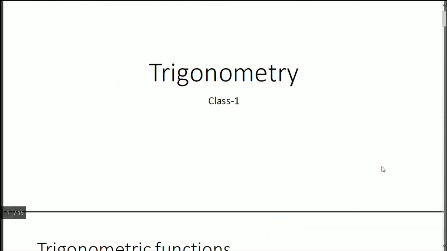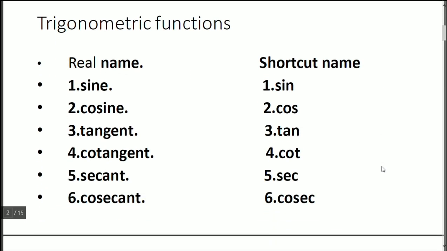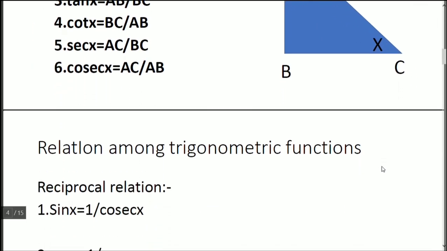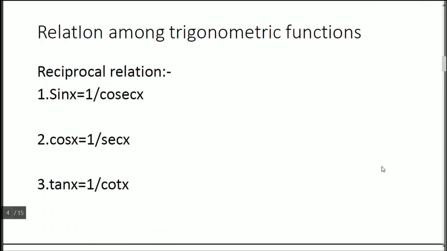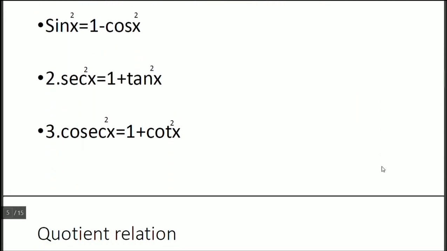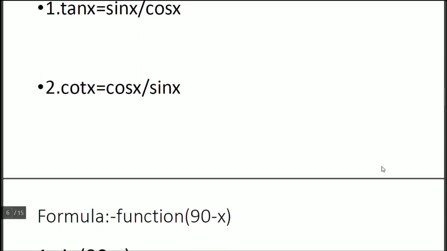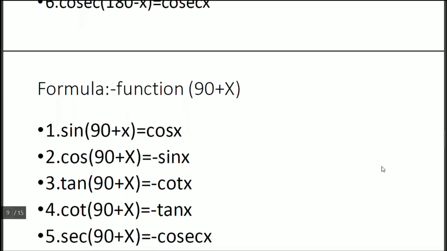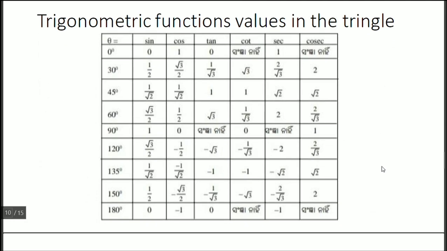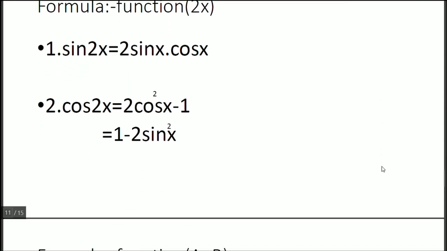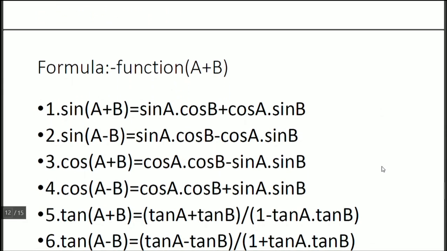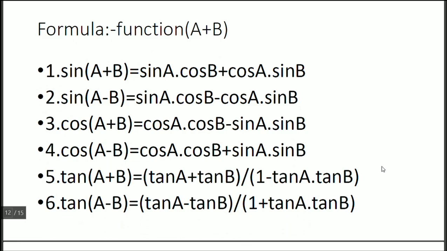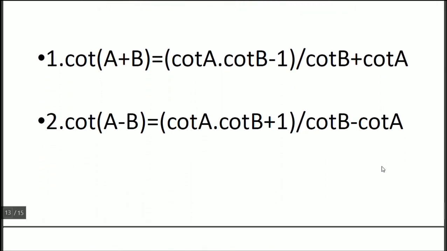First we discussed trigonometry, then trigonometric functions, then the relation between trigonometric functions and a triangle, then the relation among trigonometric functions: reciprocal relation, then square relation, then quotient relation, then the formulas for functions of 90 minus x, 180 minus x, then 90 plus x. Then you got the trigonometric values, that is sin 30 or cos 30, then the function of 2x, then sin(a plus b) or sin(a minus b), the function of a plus b, then cot(a plus b) and cot(a minus b).